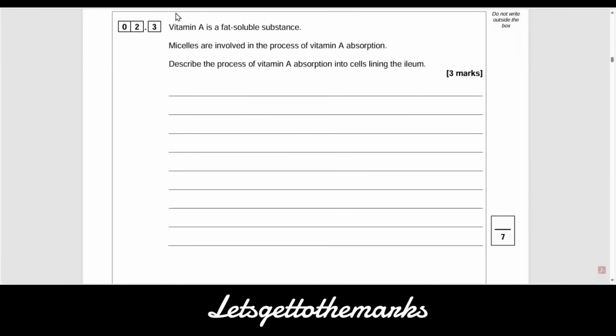Okay, so 2.3, vitamin A is a fat soluble substance. Micelles are involved in the process of vitamin A absorption. Describe the process of vitamin A absorption into the cells lining the ileum. So we're talking about those microvilli, those epithelial cells lining the ileum, which is a section of your small intestine. Now, why does vitamin A need to go in a micelle? Like other things like glucose, of course, doesn't need to go inside of a micelle.